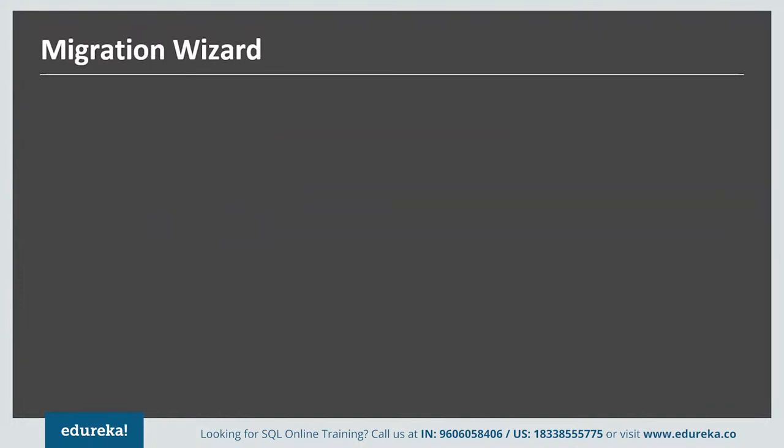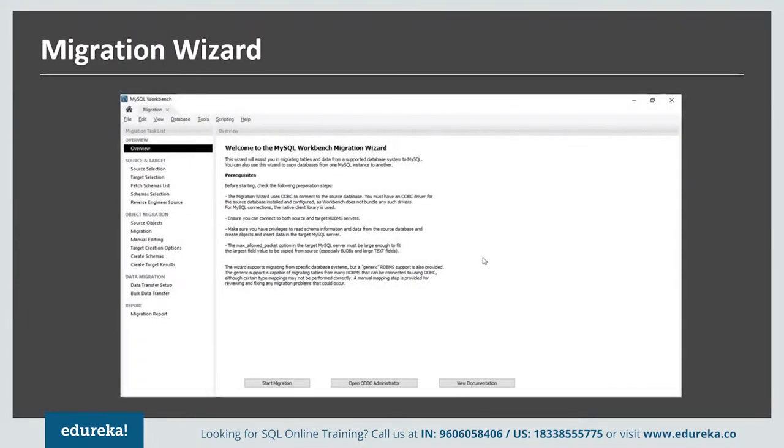This migration wizard basically looks like this. When you open your MySQL Workbench and go to the third module, that is the migration wizard, you see this as your first screen, which says, welcome to the MySQL Workbench migration wizard. On the left hand side, you see various options such as source selection, target selection, fetch schema list, and other options such as migration, manual addition, data transfer setup, bulk data transfer, and finally the migration report.